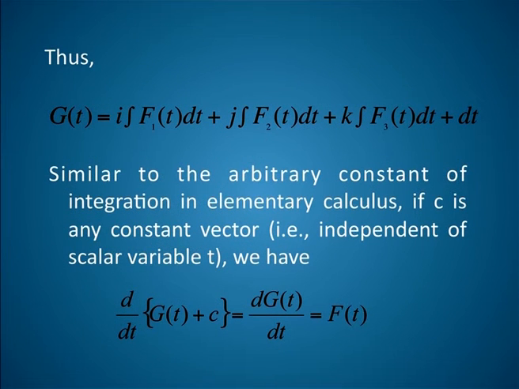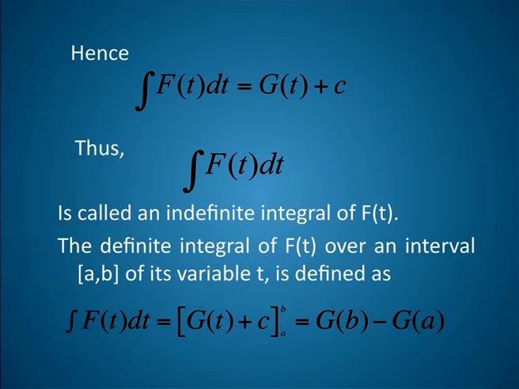Thus, g(t) is equal to i integral f1(t) dt plus j integral f2(t) dt plus k integral f3(t) dt plus c, similar to the arbitrary constant of integration in elementary calculus. If c is any constant vector that is independent of the scalar variable t, we have d over dt of g(t) plus c is equal to d over dt of g(t), that is equal to f(t). Hence, the integral of f(t) dt is equal to g(t) plus c. Thus, the integral of f(t) dt is called an indefinite integration of f(t).